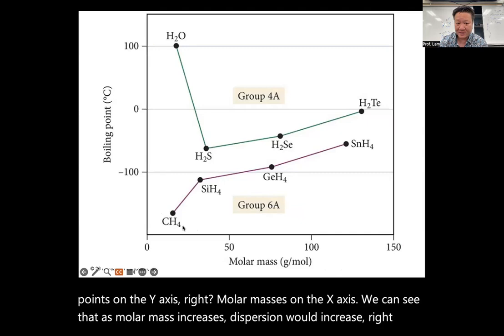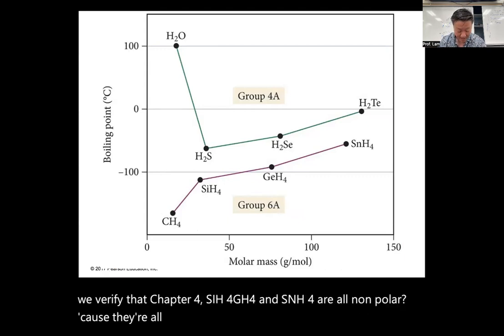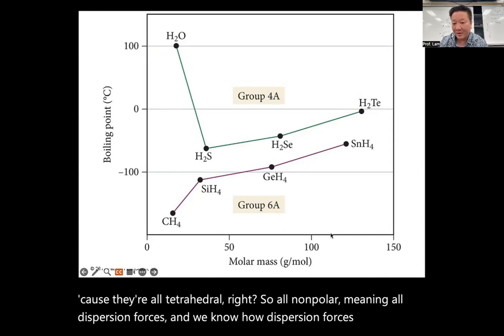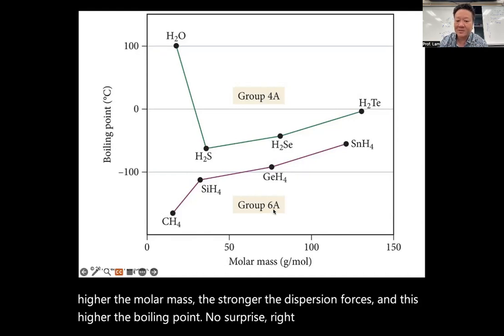Can we verify that CH4, SiH4, GeH4, and SnH4 are all nonpolar? Because they're all tetrahedral, right? So all nonpolar, meaning all dispersion forces. And we know how dispersion forces work. The higher the molar mass, the stronger the dispersion forces, and the higher the boiling point. No surprise, right? No surprise in group 6A.